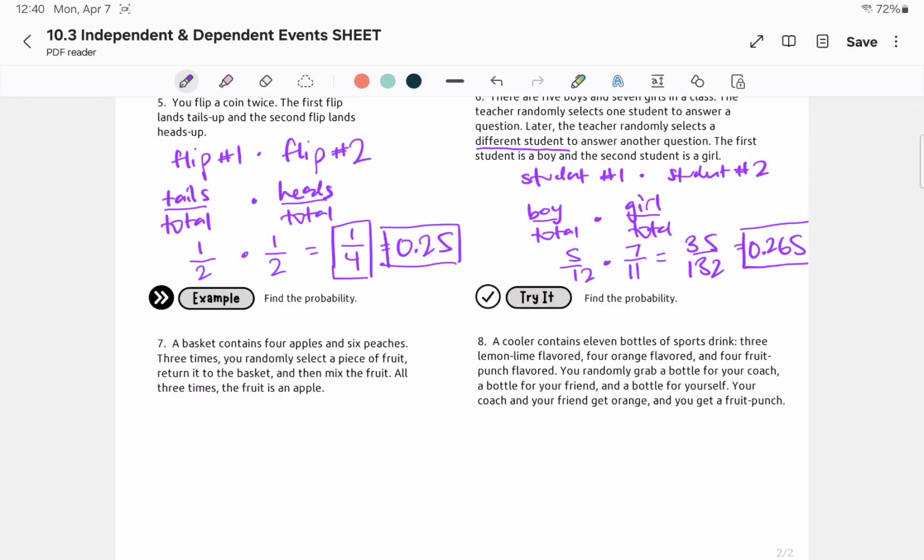All right, so for number 7, a basket contains 4 apples and 6 peaches. 3 times you randomly select a piece of fruit, you return it to the basket, and then you mix up the fruit. All 3 times the fruit is an apple. So because you're returning the fruit to the basket, you're not eating it, this is independent. So you're just going to be multiplying. We don't have to account for anything. And it says 3 times you pick fruit. So it's going to be fruit number 1, fruit number 2, and fruit number 3. And all 3 times you get an apple. So we can just put apple over total for all 3 times.